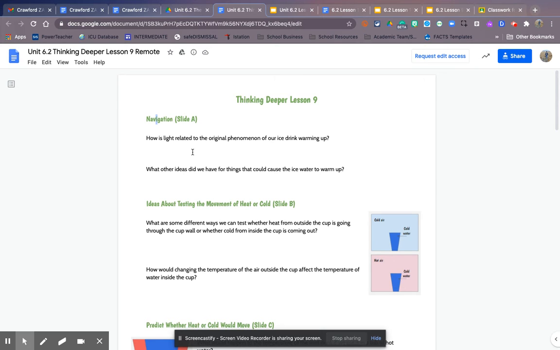So on this first question, think back to how the temperature changed with the light data from yesterday's assignment, from lesson eight's assignment. How did light affect the water, the liquid inside the cup? That's what you'll put there. What other ideas did we have for things that could cause the ice water to warm up? So, what are some other ways besides light shining on the cup? What is something else that could affect the temperature inside of the cup? Pause this video, type your answers.